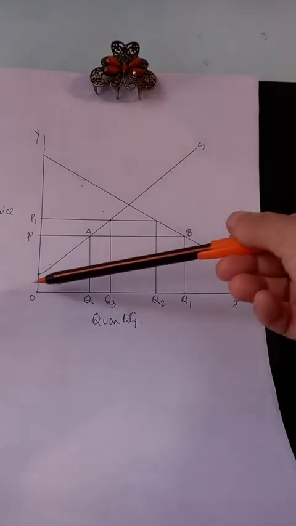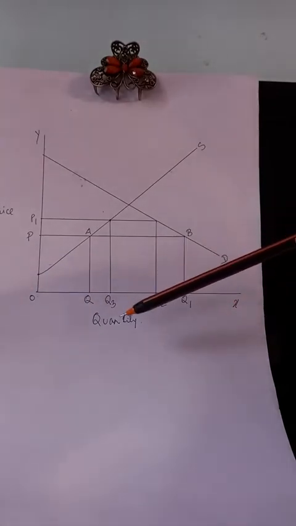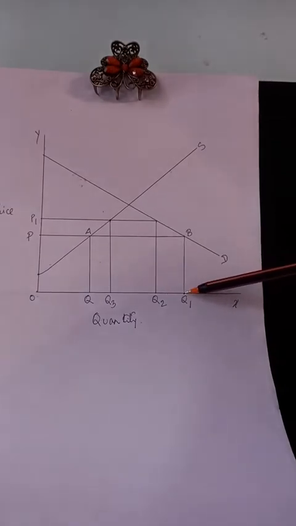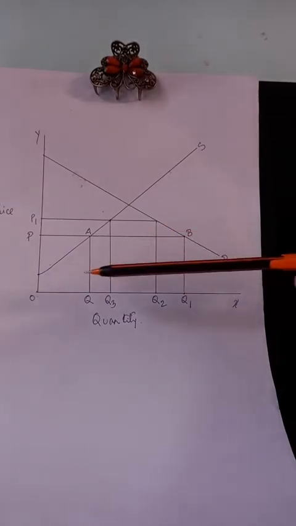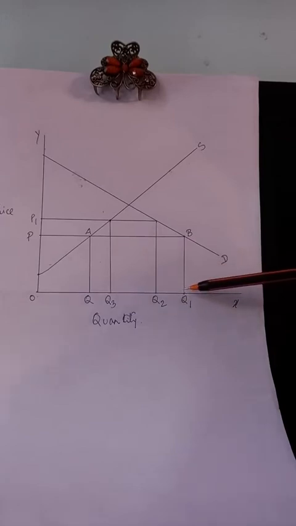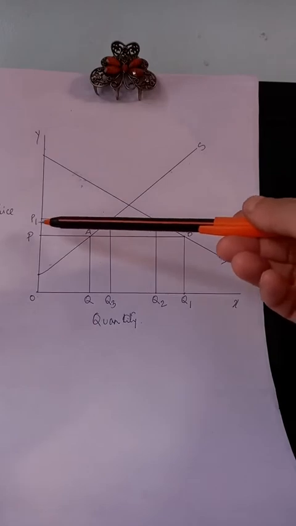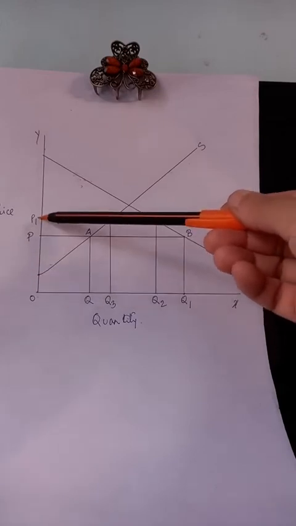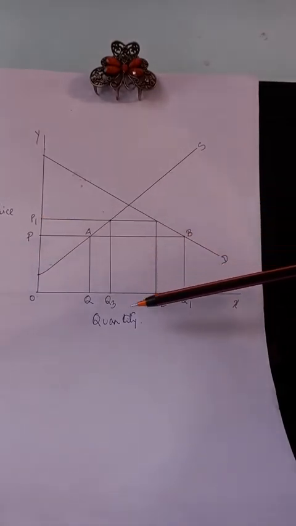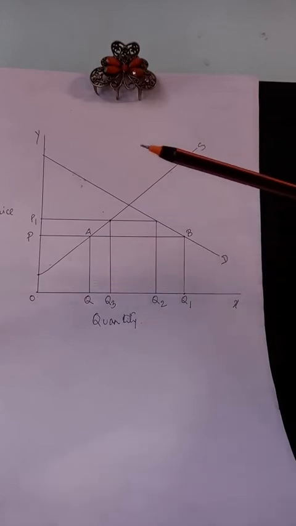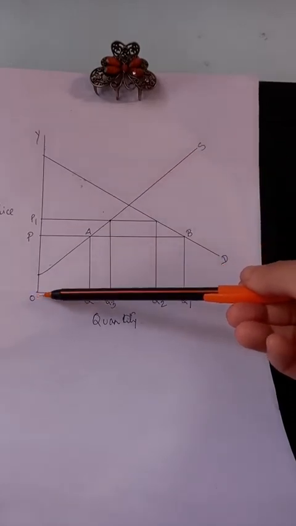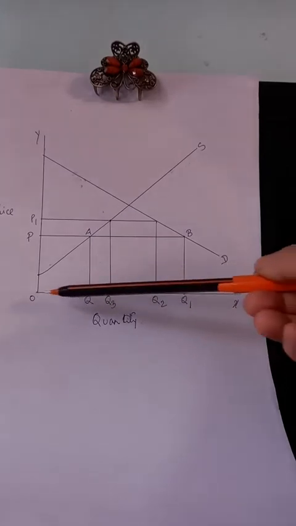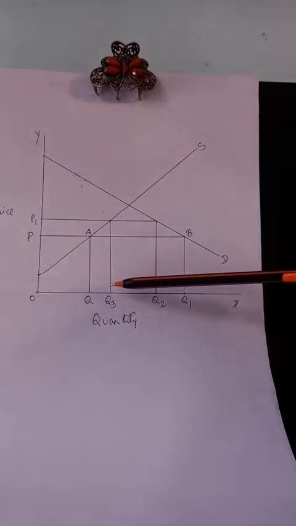Protected in the sense that, if you look at the diagram, initially under free trade at OP price, OQ is the quantity supplied at home. OQ1 is the quantity demanded, which means QQ1 is being bought from outside. That means the volume of imports is very high. But with the imposition of a tariff of PP1, the price level increased from OP to OP1. And if you look, earlier the quantity supplied at home was only OQ, but now it has increased from OQ to OQ3.